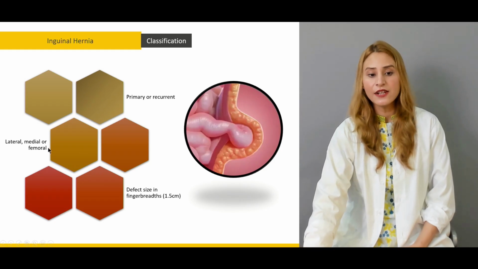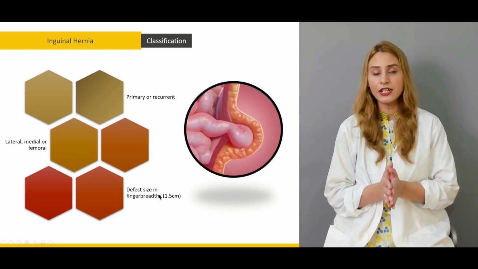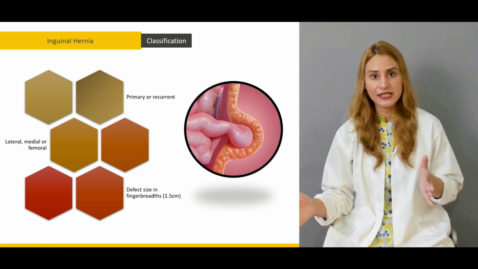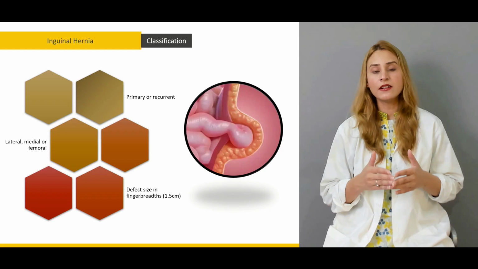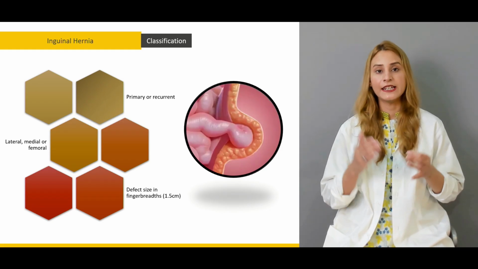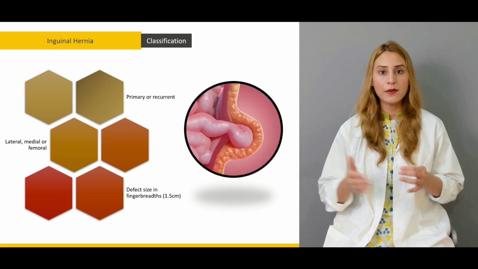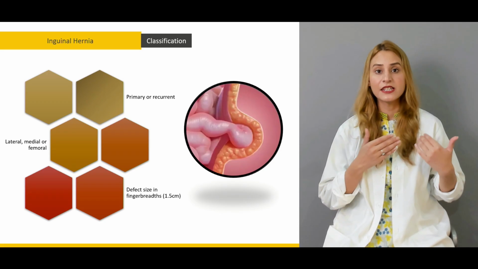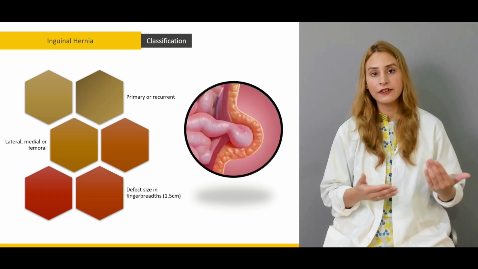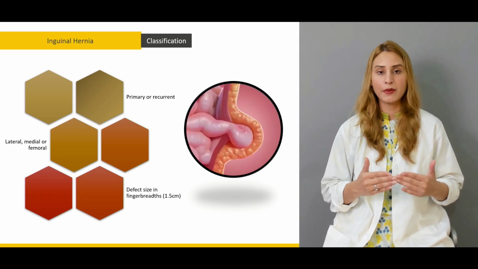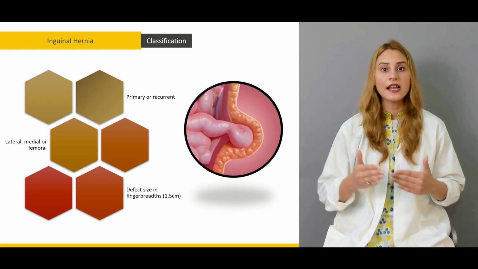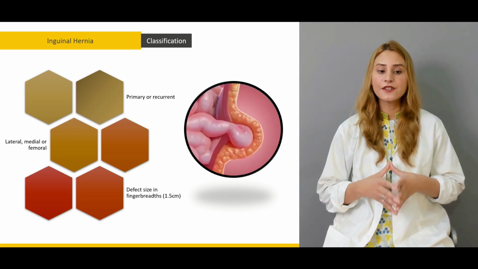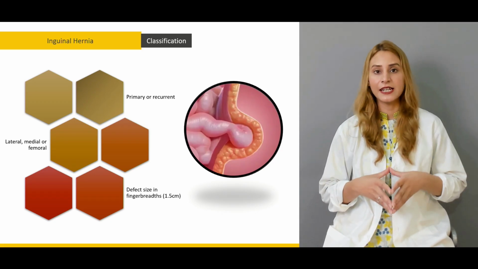The other classification is lateral, medial, or femoral hernia. One is the inguinal hernias, and the other entity is the femoral hernia. The inguinal hernias are above and lateral to the pubic tubercle, and the femoral hernias are below and medial to the pubic tubercle. So this is an important entity.